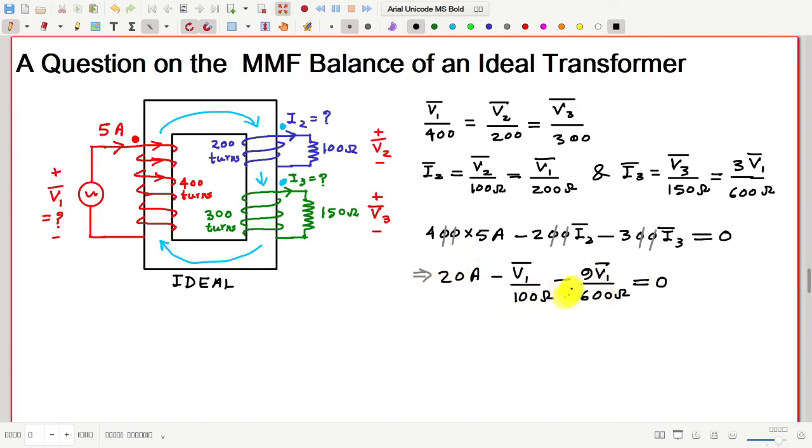So we have one equation in terms of V1, and if you solve it, you will get V1 equal to 800 volt. After that, you can find the value of I2 using this equation here. That will be 4 ampere. Similarly, you can get I3 from this equation, and that will also be equal to 4 ampere.